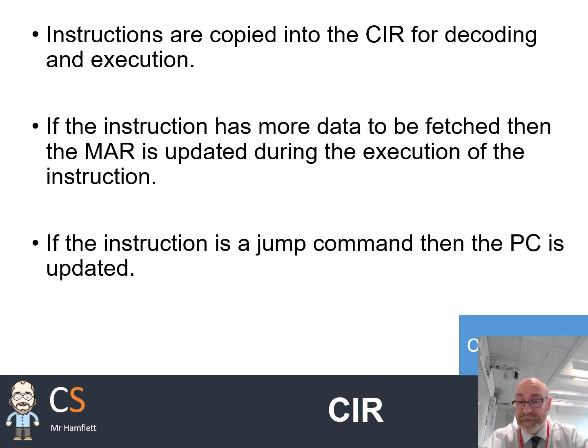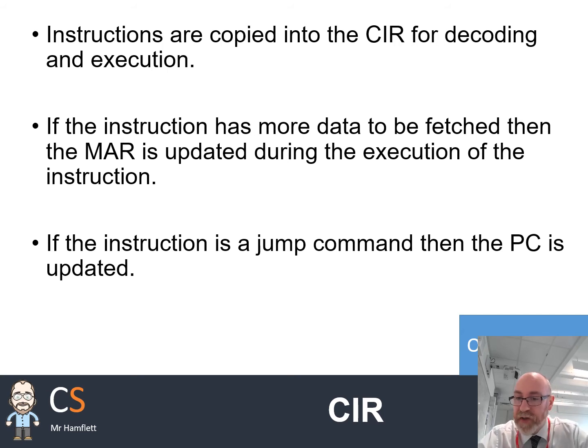Then obviously, if it's an instruction which requires more data, i.e. direct addressing, something like that, then the MAR will be updated with the address, which will be the operand of the instruction. And if it's a jump command, then the program counter will be updated because it's got to go to a different part of the program. And again, the operand of the CIR will be copied into the program counter.